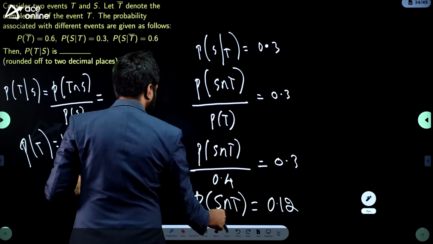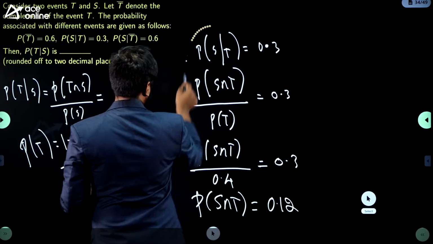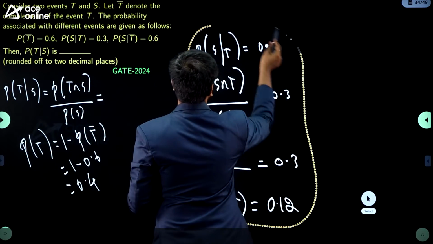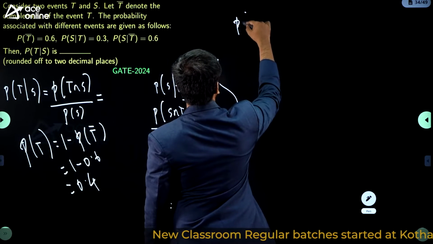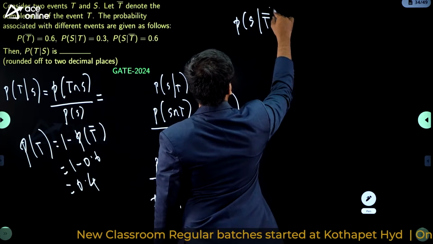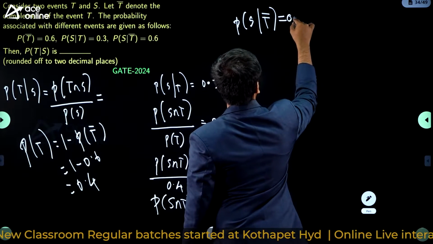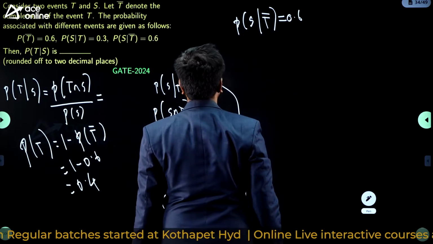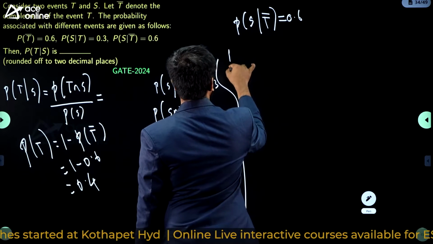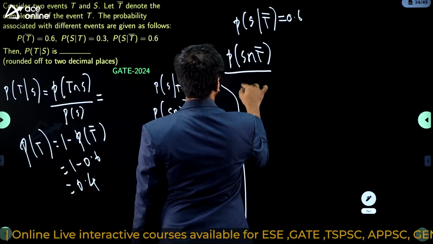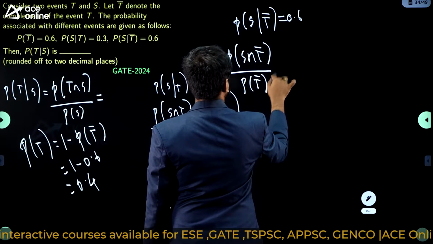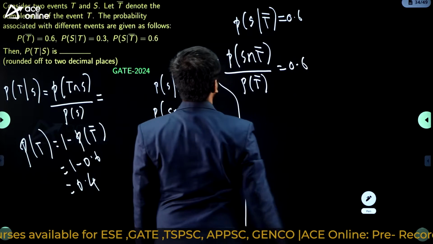The next idea is to get P of S. If you can get that, we have solved this question. Let us use another piece of information: P of S given T complement. How much is this? 0.6. Maybe this might give us some information. According to the conditional probability, this is the probability of S intersection T complement divided by the probability of T complement, which is equal to 0.6.